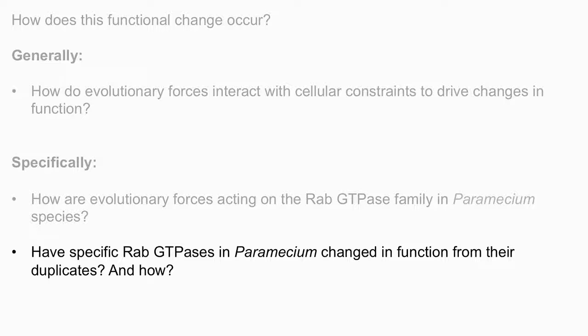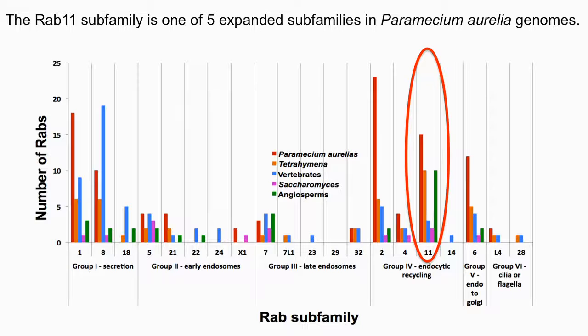So to get to my next specific question, whether specific Rab GTPases have changed in function from their duplicates, I'm going to get into my localization studies. And for this, since I can't look at every one of the 170 Rabs in each Aurelia genome, I chose to focus on the Rab 11 subfamily.